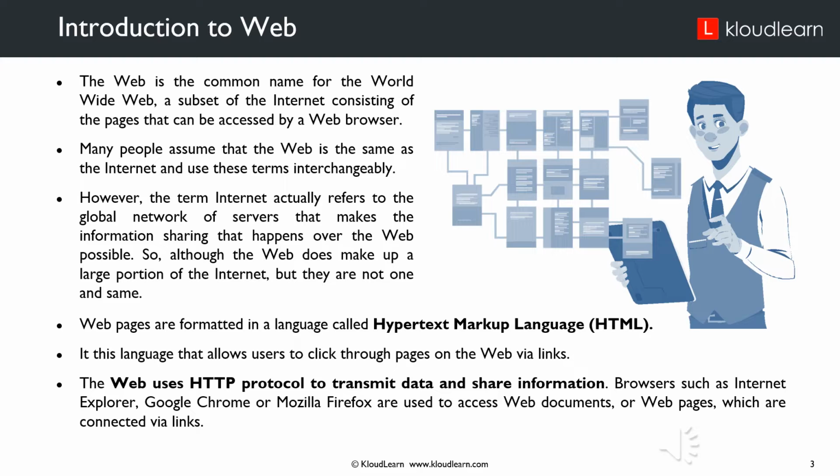Web pages are formatted in a language called Hypertext Markup Language (HTML). It's this language that allows users to click through pages on the web via links. The web uses HTTP protocols to transmit data and share information. Browsers such as Internet Explorer, Google Chrome, or Mozilla Firefox are used to access web documents or web pages which are connected via links.